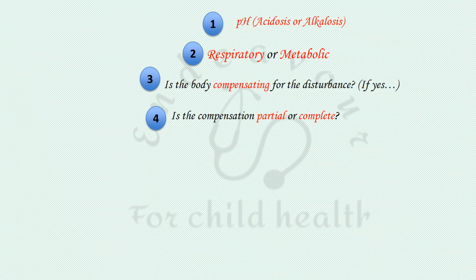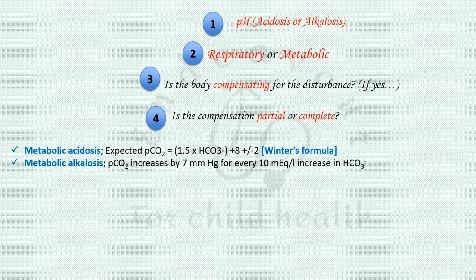Once you are sure that the body is compensating, try to find out whether this compensation is partial or full. Now see, if you want to know whether the body is compensating, simply looking at the values of PCO2 and pH and bicarbonate would help you. But once you want to look at the fact that whether the compensation is partial or complete, then having a look at the pH would give you a fair idea.